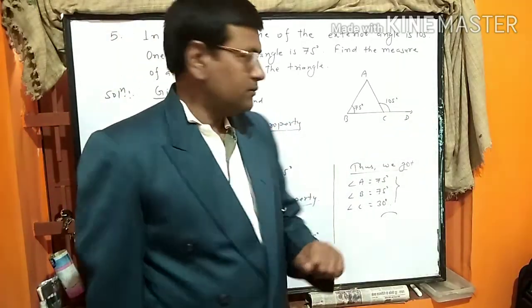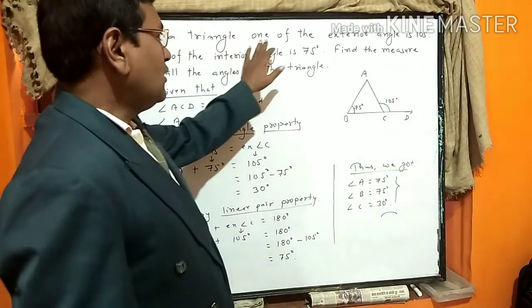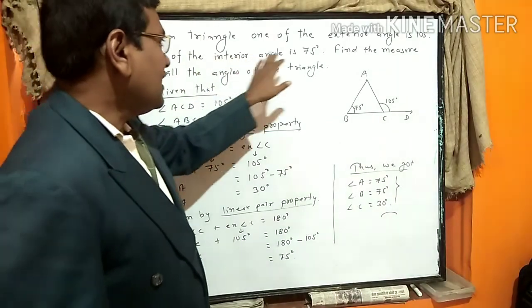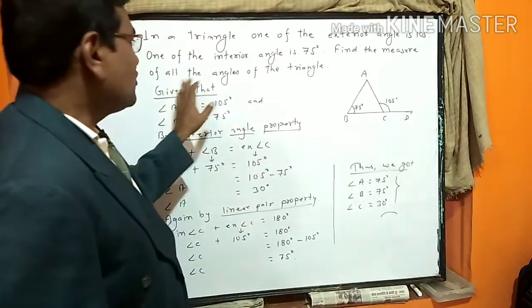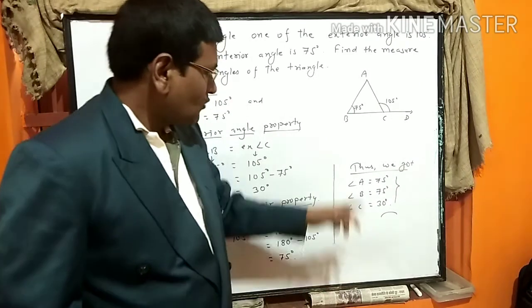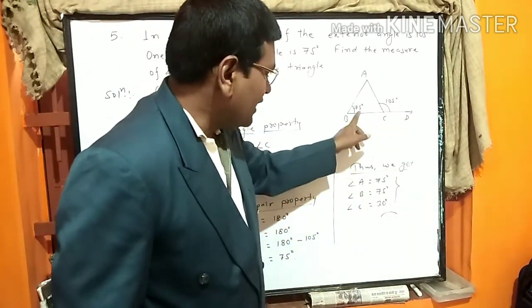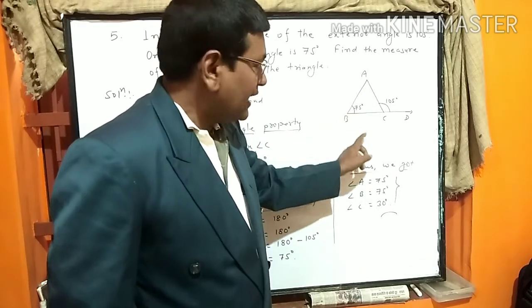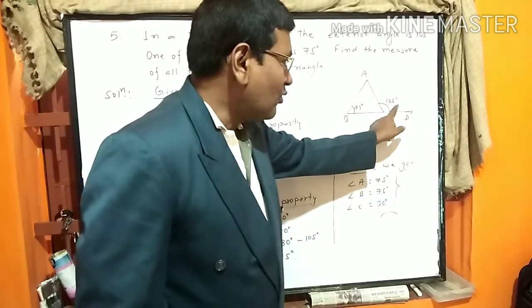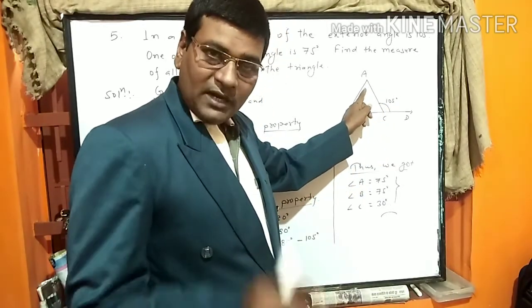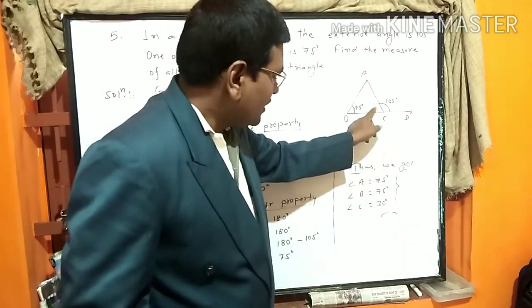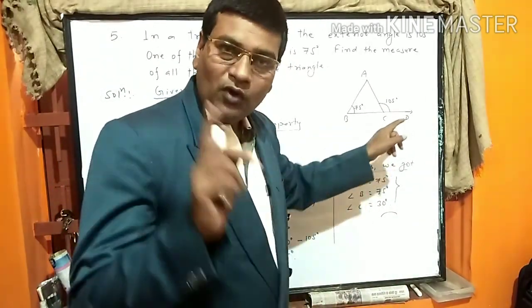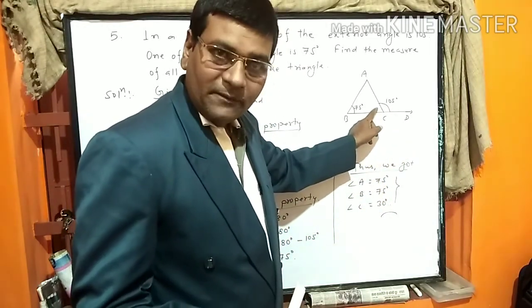Now question number 5. In a triangle, one of the exterior angle is 105 degree. One of the interior angle is 75. Find the measure of all the angles of the triangle. Here exterior angle is given and one angle is given. You have to find other interior angle. You know that if you subtract 75 from 105, you will get angle A by exterior angle property. And these two angles form linear pair. So if you subtract 105 from 180 degree, you will get this angle C.